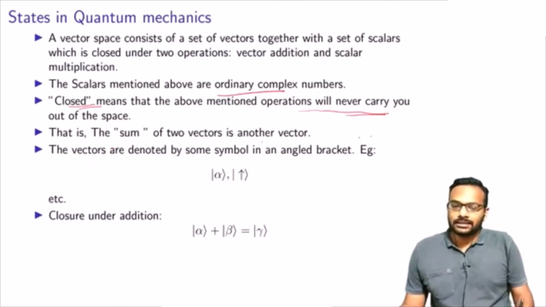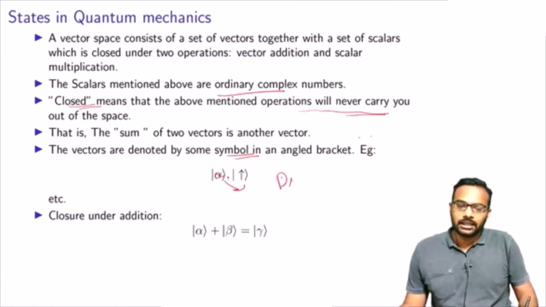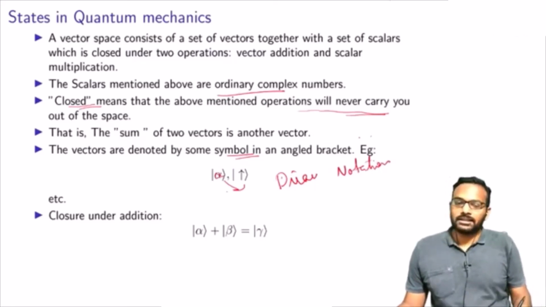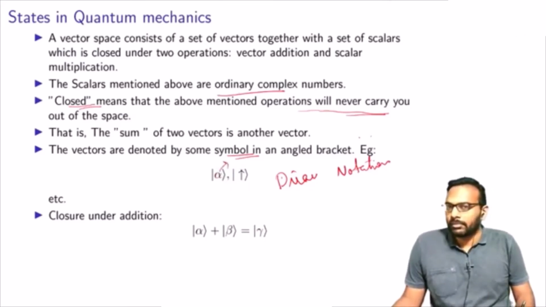And there's a nice symbol to represent the vectors. We put a number or a symbol inside an angled bracket. This is a notation that we will follow. It's known as the Dirac notation. So, in Dirac notation, we represent the vectors in linear vector space by an angled bracket, and inside the angled bracket could be a symbol or a number, anything.